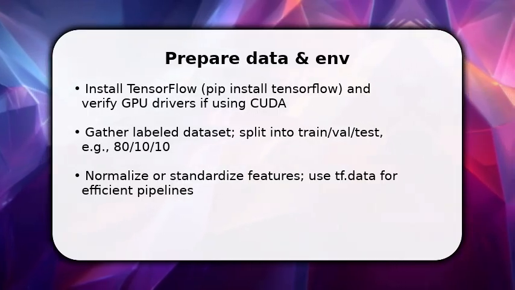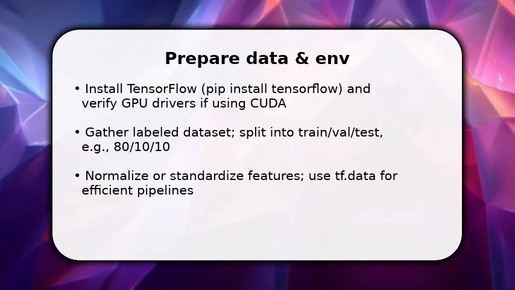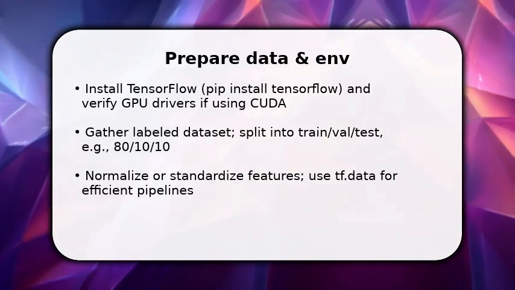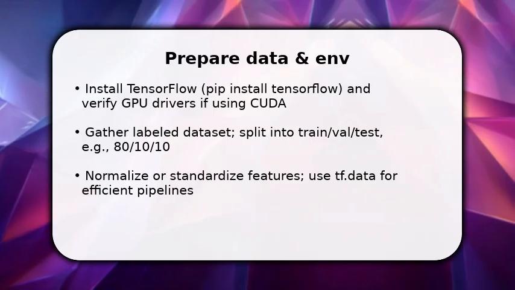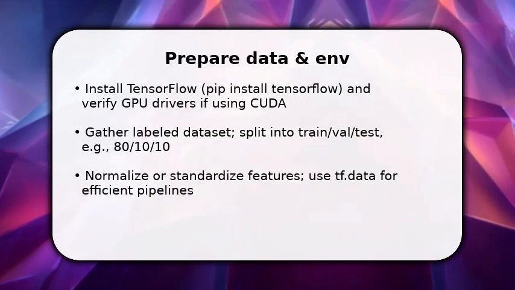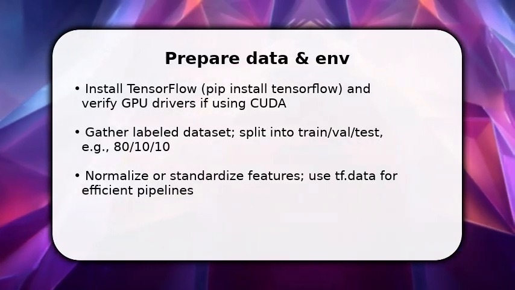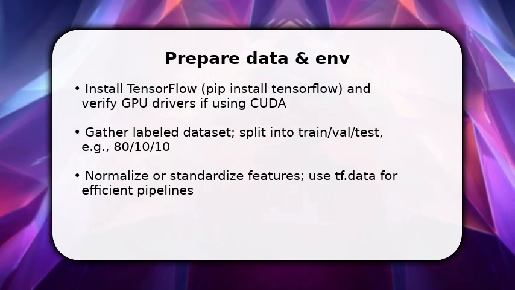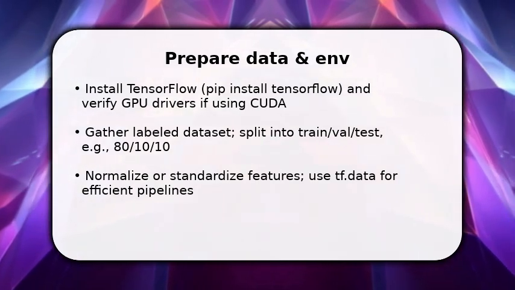Next, normalize or standardize features and convert data into a tf.data.Dataset pipeline for batching, shuffling, and prefetching. This reduces I/O bottlenecks and makes training deterministic, which is crucial for reproducible experiments.